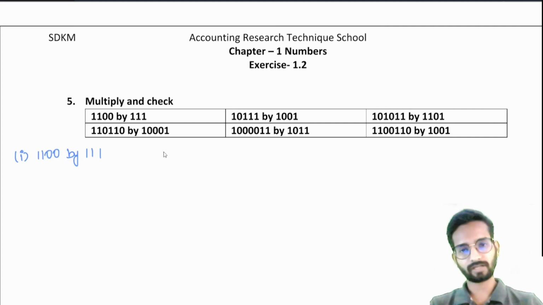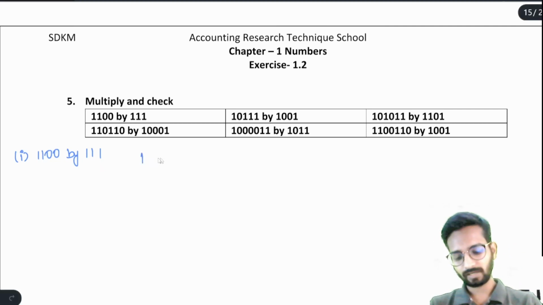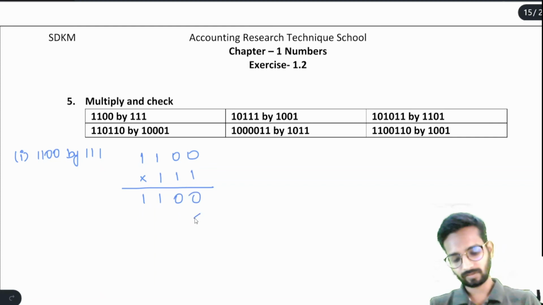1 cross 1 is 1, 0 cross 1 is 0, 1 cross 0 is 0, and 1 cross 1 is also 1. Now see, 1100 by 111. When we multiply this, what will we get? First we will get 1100 only, then cross double 1, double 0, then again cross double 1, double 0.